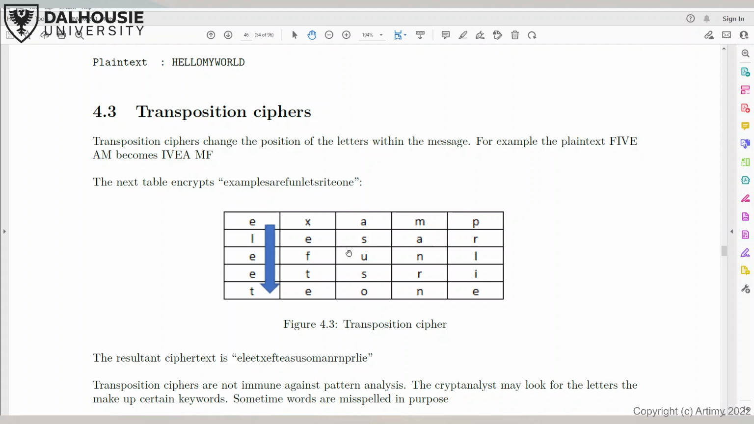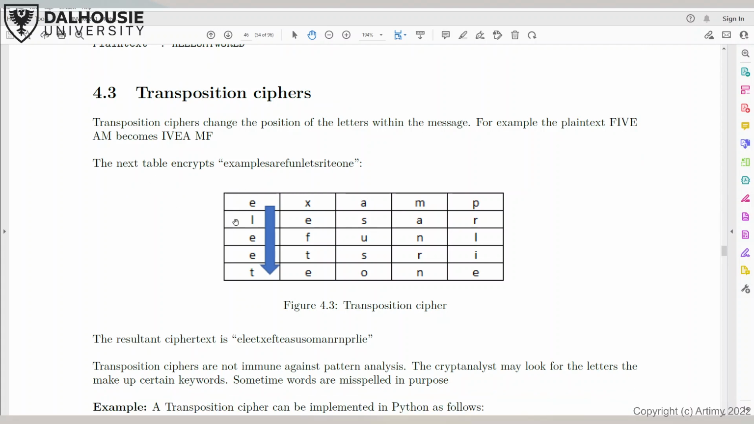So this technique here, I don't think it's associated with anybody's name, but let's take the message. The plain text is called examples are fun. Let's write one. And right here it is misspelled. It's missing a character.